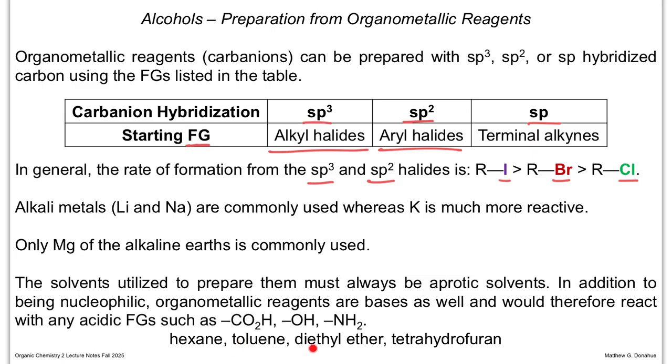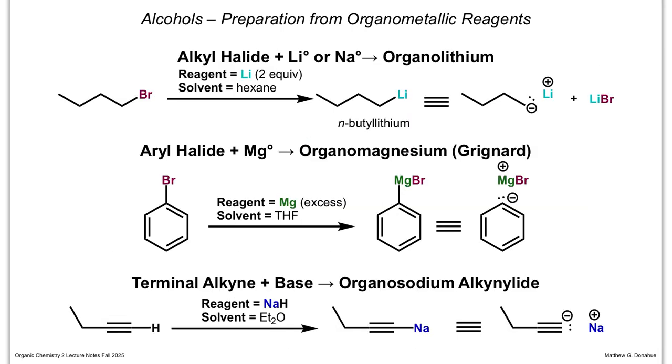So the solvents, again, that you use are aprotic. They don't have acidic hydrogens. They're just there to dissolve things so that it's in solution and the reaction can take place. So the three categories here, according to the carbon hybridization that's bearing the lone pair, the negative charge.